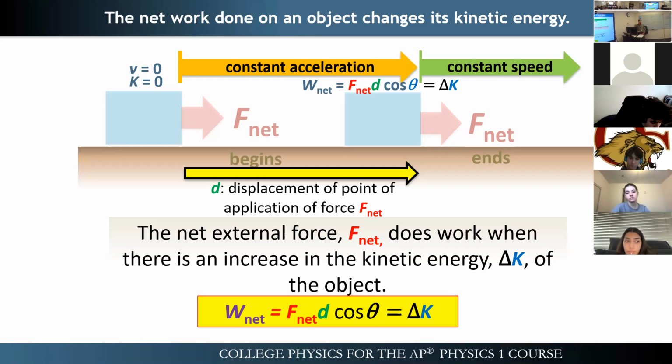Because there are sometimes problems where they'll say, hey, this object moved 20 meters, but the force was only applied for 10. And the mistake a lot of students will make is they'll use the 20 meters to find the work done. But no work is being done in that second 10 meters. Work is only being done as long as there's a net force. As soon as the net force is gone, no work. No work means no change in kinetic energy. No kinetic energy change means no velocity change, constant speed.